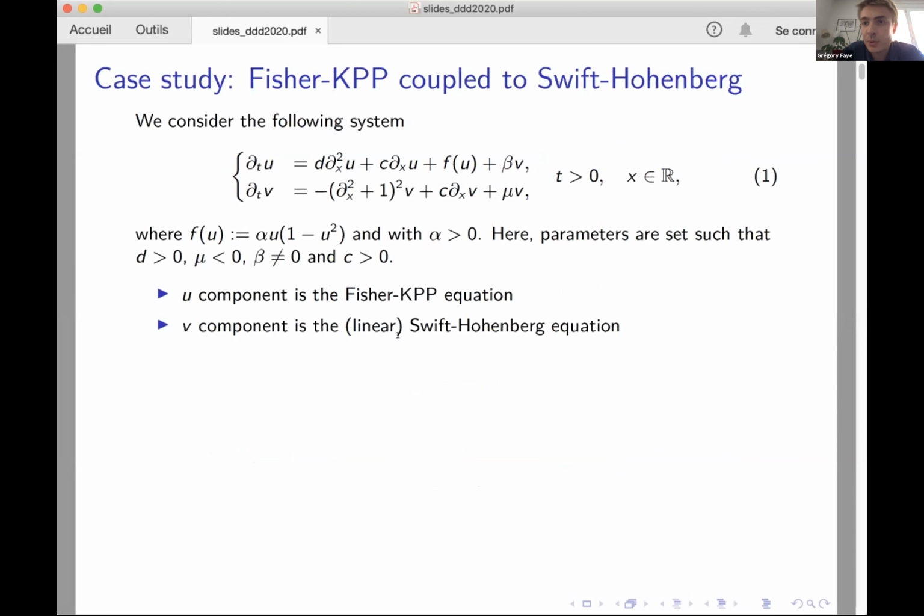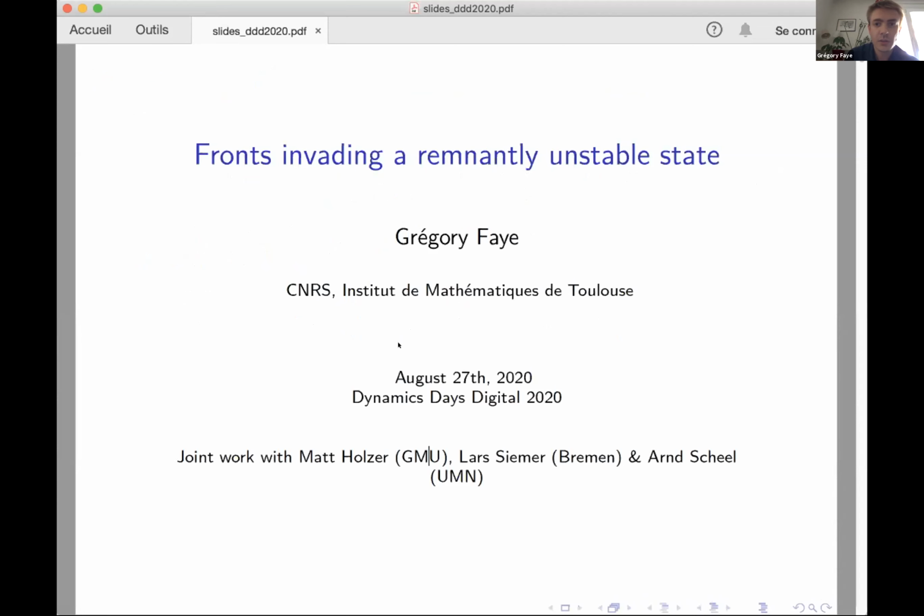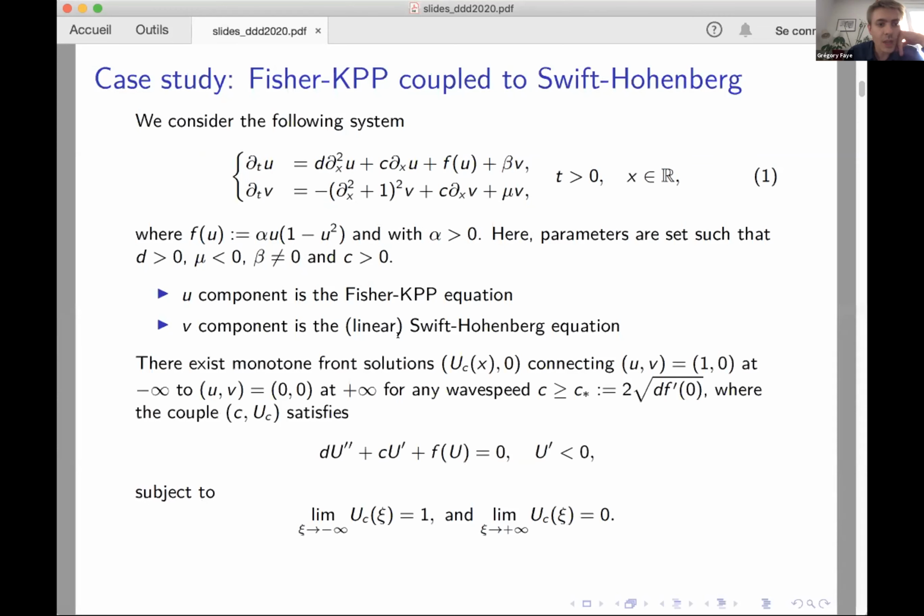And it will be coupled to a second component denoted V here, which is just the linear Swift-Hohenberg equation, which is well known and well used when you try to study or model pattern formation and, say, Turing bifurcation or stuff like this. So the idea here is about studying fronts that are invading some unstable states.